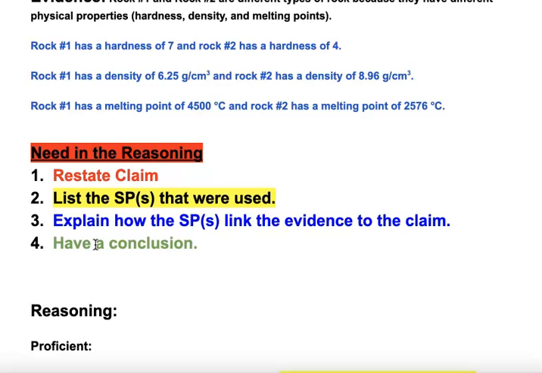You have to restate the claim. You have to list the scientific principle or scientific principles. In this case, we had 2 of them. You have to explain how the scientific principles link the evidence back to the claim. And you have to have a conclusion.